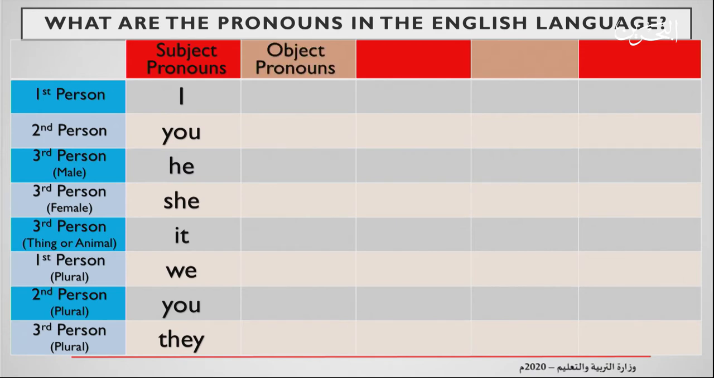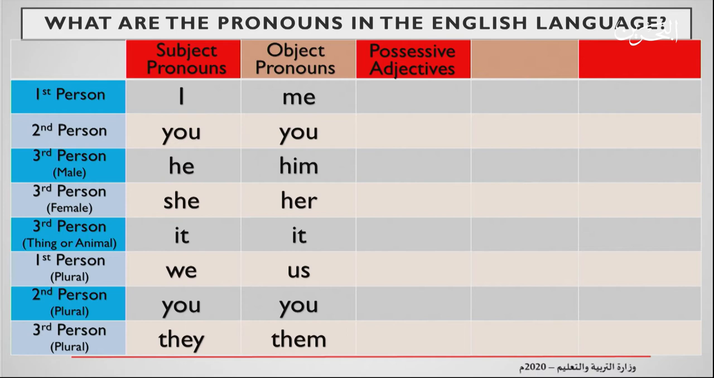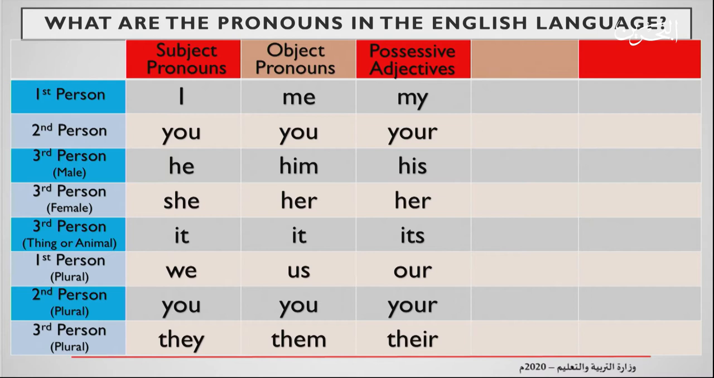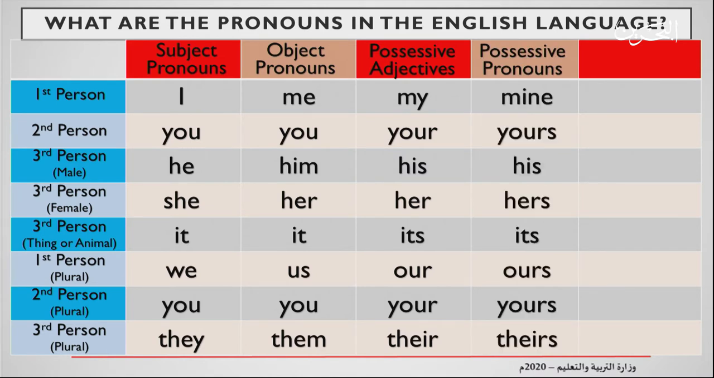But we have another category. It is object pronouns. And they are like this: me, you, him, her, it, us, you, them. We have a third category. Possessive adjectives: my, your, his, her, its, our, your, their. And then we have possessive pronouns: mine, yours, his, hers, its, ours, yours, theirs.